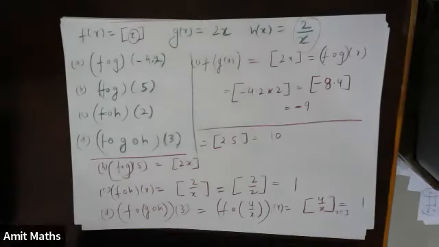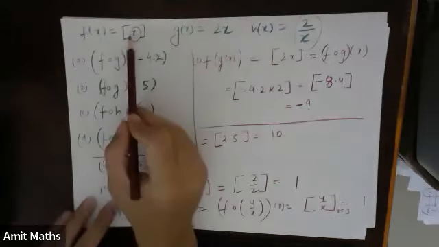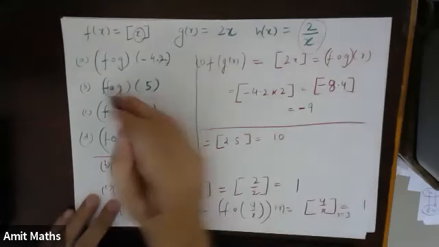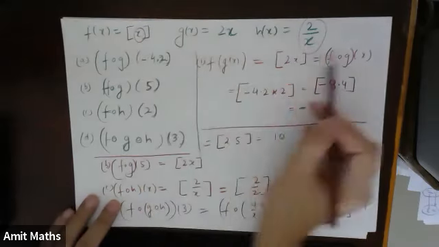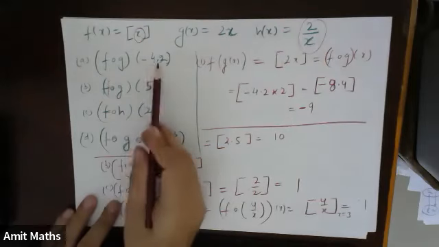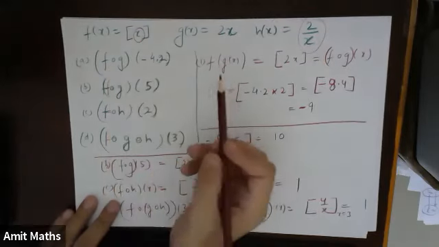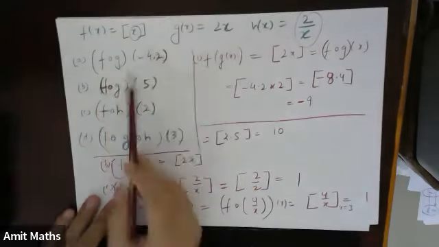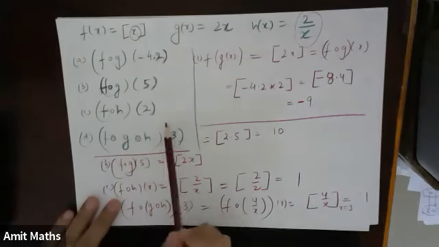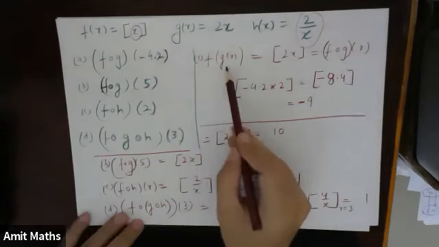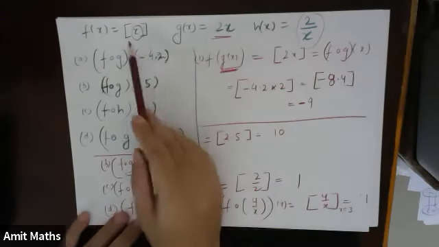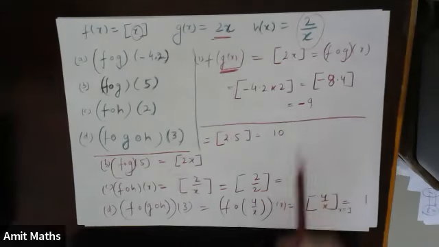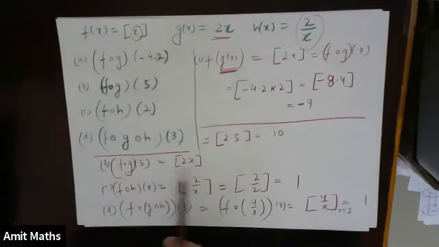Okay, this was the final question, in which f of x is given as greatest integer x, g of x is 2x, and h of x is 2 by x. We have to find different values of the composite functions. Now, first is f of g of x. Whatever g of x is, we'll simply substitute in place of x in function f. So this becomes greatest integer of 2x. Fine. Second part is b. f of g of x is 5.